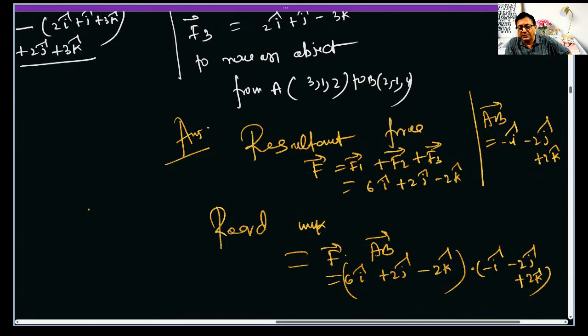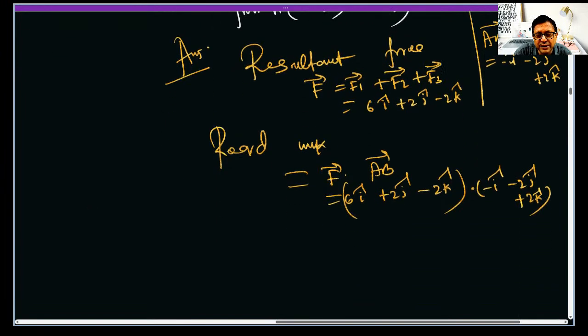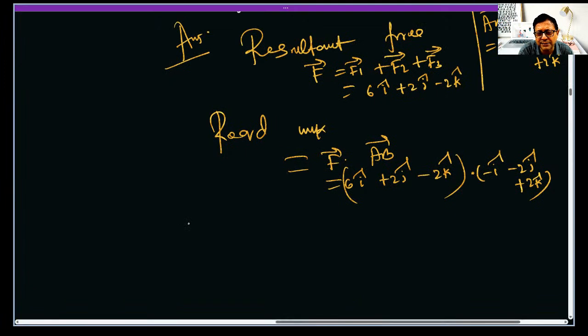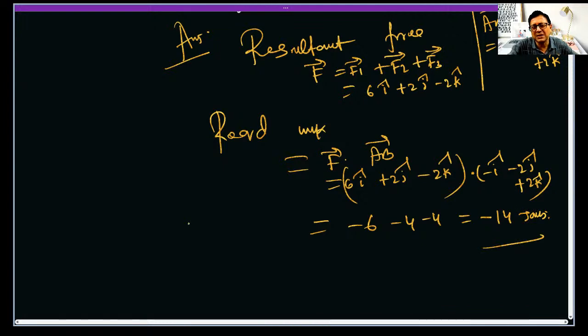Okay. So take the dot product here. I hope you are understanding. So it is minus 6, minus 4, minus 4, minus 14 joules. Minus sign may be there. Concept of negative work we have seen before. So by actual calculation it may be there.